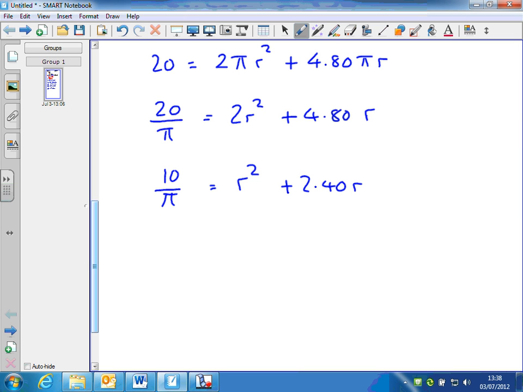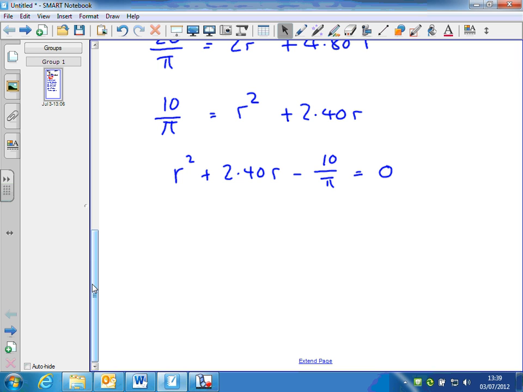Now taking the left-hand term over to the right and rewriting it, we get r squared plus 2.40 r minus 10 over pi equals 0. And now we could work out what 10 over pi is, and then you've got your values that you can put into the quadratic formula. Note that now this particular form is a bit easier to use, and that's a common trick to get the r squared terms 1, or use common factors to reduce it and make it simpler.